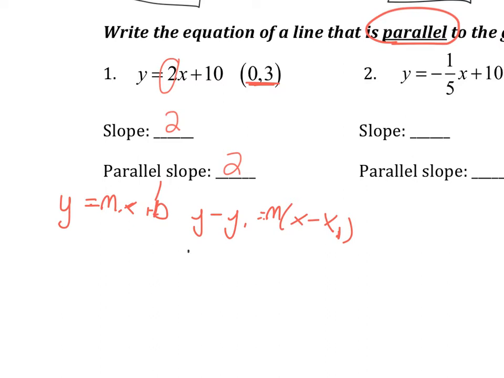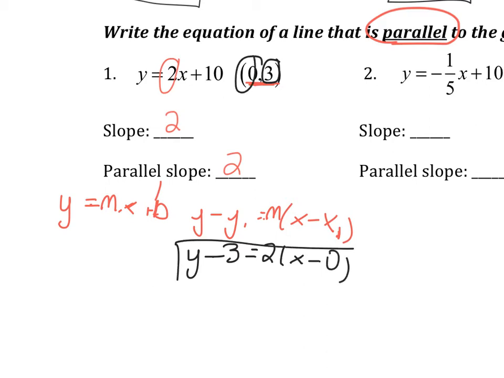We can just say that y minus y1, which y1 would be your positive 3 up here, is equal to, and we said it was going to be 2, and in parentheses x minus x1, so x minus our x value up here was 0, and just like that, you've got the equation of a line that's parallel and goes through that point.